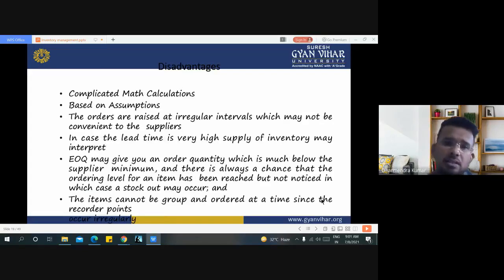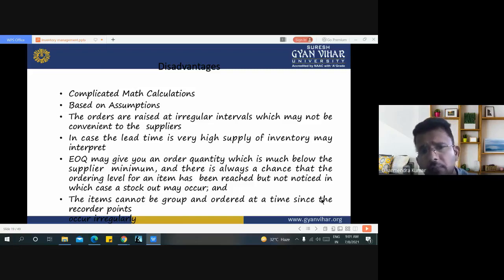These are the various disadvantages, like complicated math calculation, because we have calculation done according to a mathematical formula based on assumptions. The orders are raised at irregular intervals, which may not be convenient to the suppliers. In case the lead time is very high, supply of inventory may be interrupted.